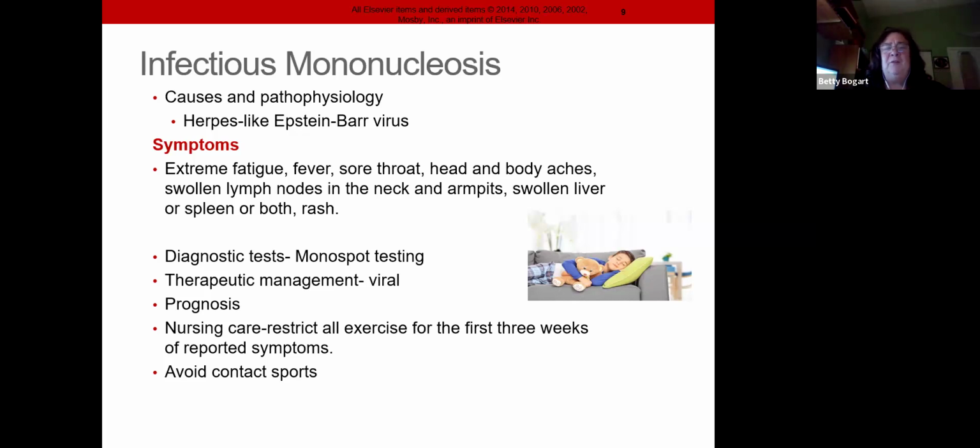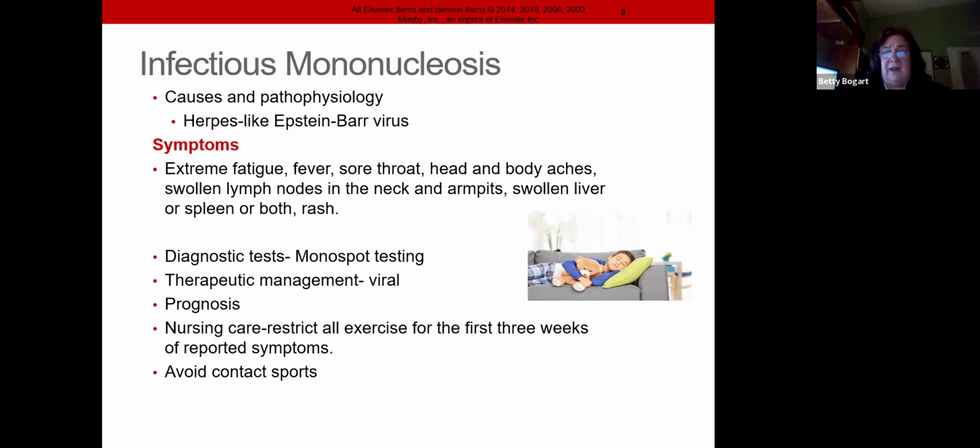Now, what happens with infectious mono? The child goes to the doctor, sore throat. They do a culture and they don't feel good. Fever, general body aches. They do an influenza test. They do a strep test. They do an RSV test. They do a culture. Everything's negative, negative, negative. You're sent home. It's going to be a virus.